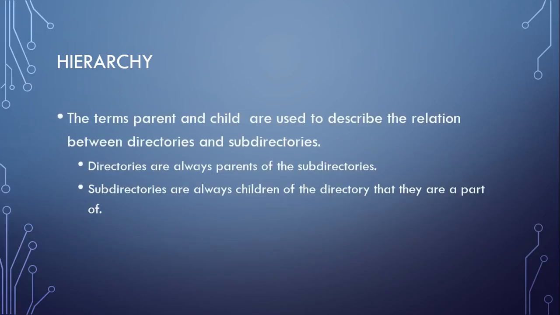Now, the terms parent and child are used to describe the relation between a directory and a subdirectory. So in the N drive example that I just gave, the N drive would be the parent directory, and the child would be the computer apps folder. Now, one thing to note is that directories are always going to be parents of directories. It's never the other way around. The parent is always the directory. Subdirectories, therefore, are always the children of the directory that they're part of. Now, the key thing there is the directory they're part of.